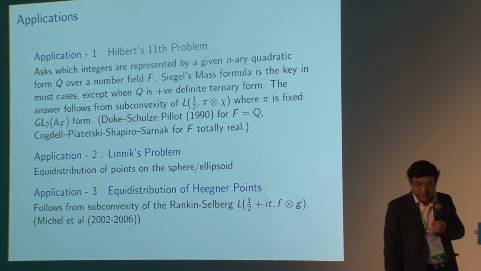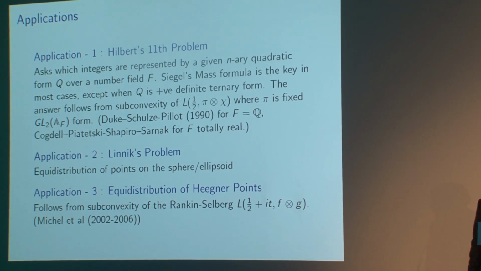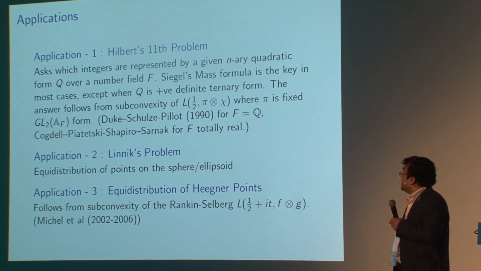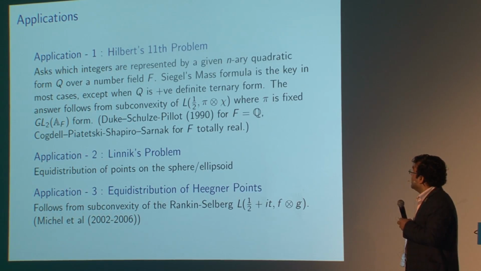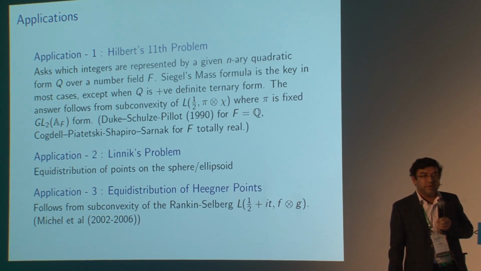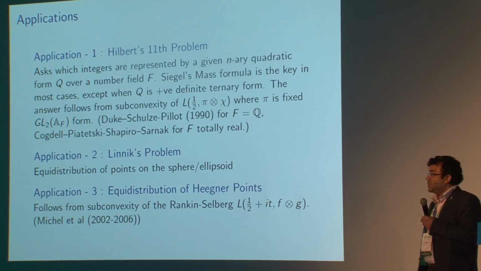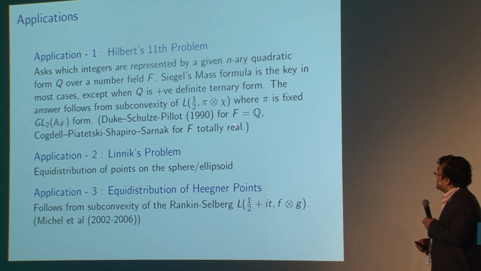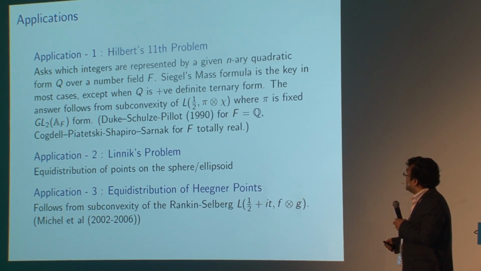Okay, so why are we interested in such a problem? The first application is Hilbert's 11th problem, which asks: if you are given a quadratic form over a number field, find which integers can be represented by that quadratic form over the number field. It's basically answered by Siegel's mass formula, but in the case of Q, a positive definite ternary quadratic form, so it has three variables, it doesn't really follow from Siegel's mass formula.